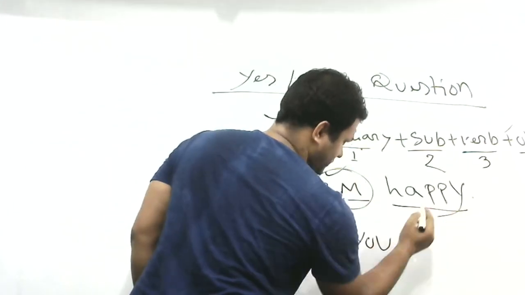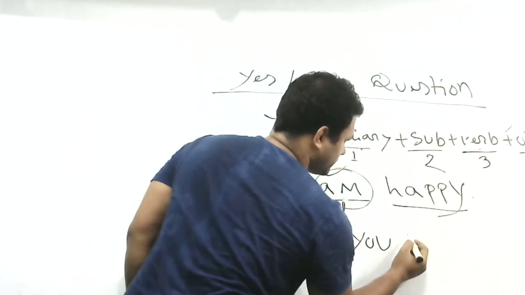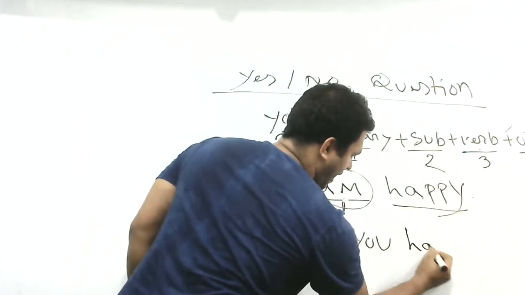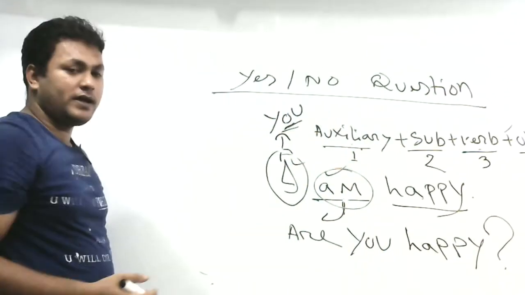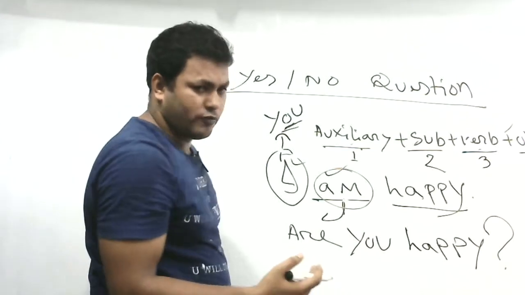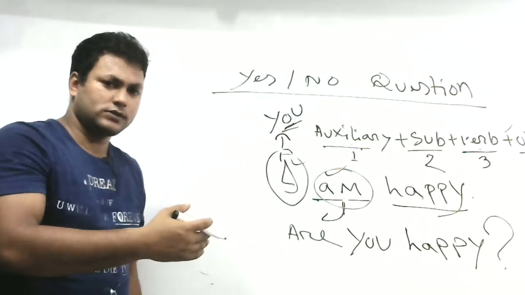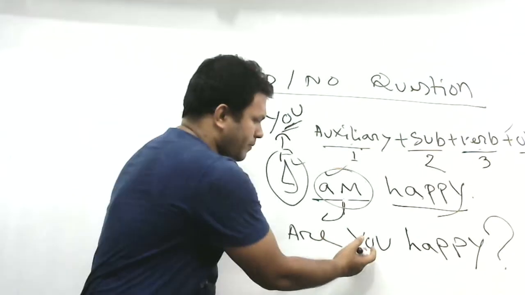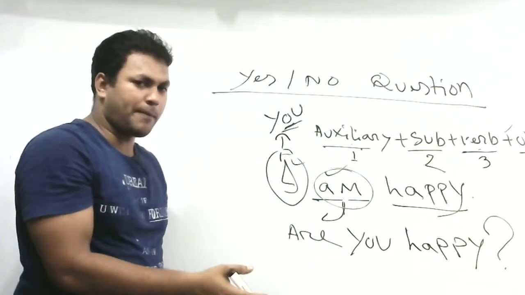Write the next verb. Here is no verb. That is why object. What is object here? Happy. Are you happy? Or you also can, if you want to transform the sentence into interrogative, make it aren't you happy? But here just use are you happy?